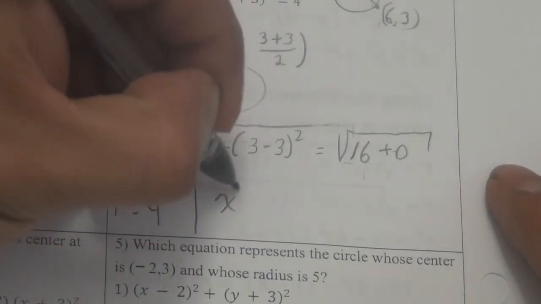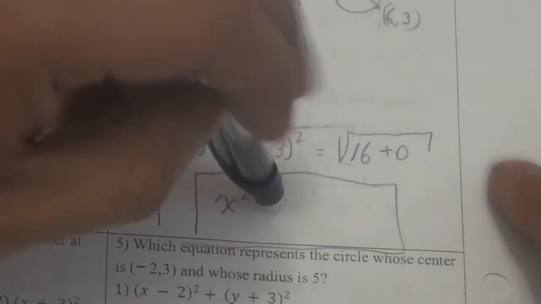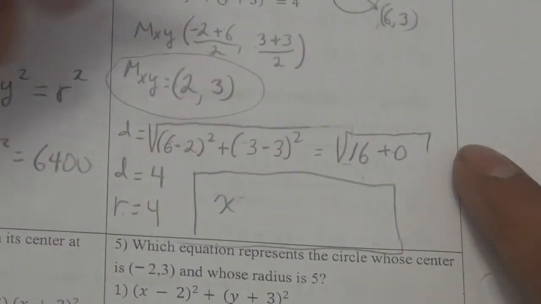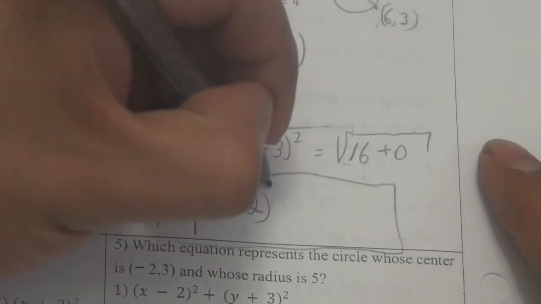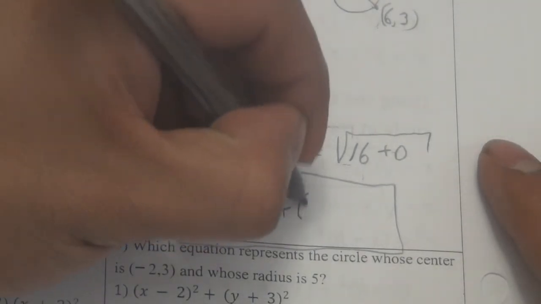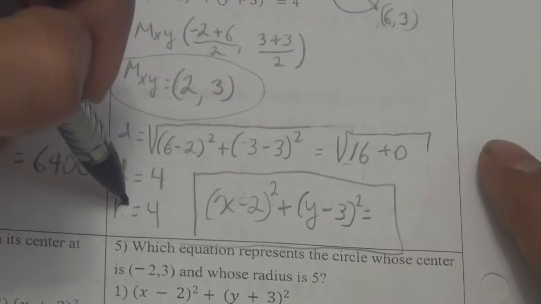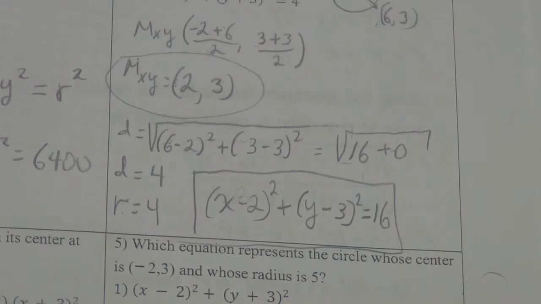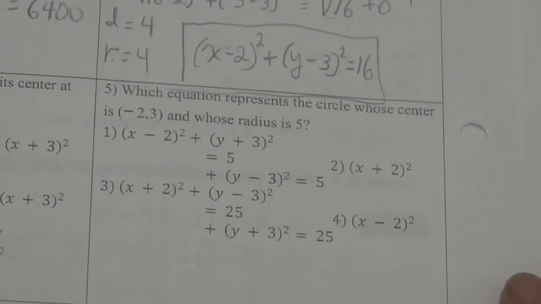So it will be x squared. I'm gonna write it right here. No, not x squared, sorry. The center is 2 comma 3. So it's x minus 2, because we do the opposite, plus y minus 3 squared equaling, the radius is 4, so then r squared is 16. Nice. Let's go on to the next one.